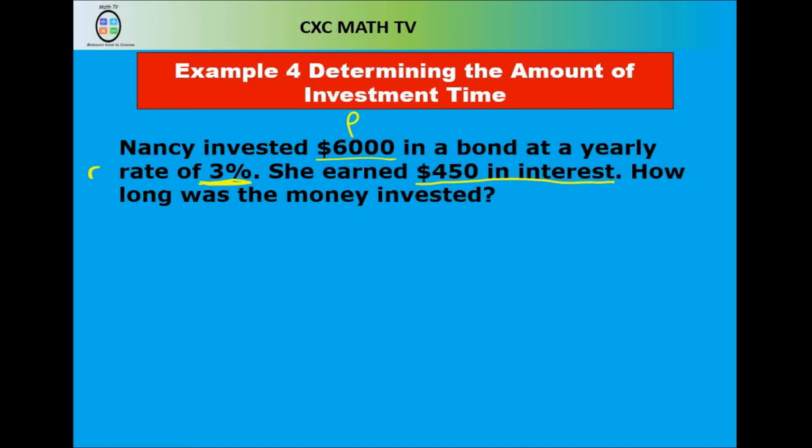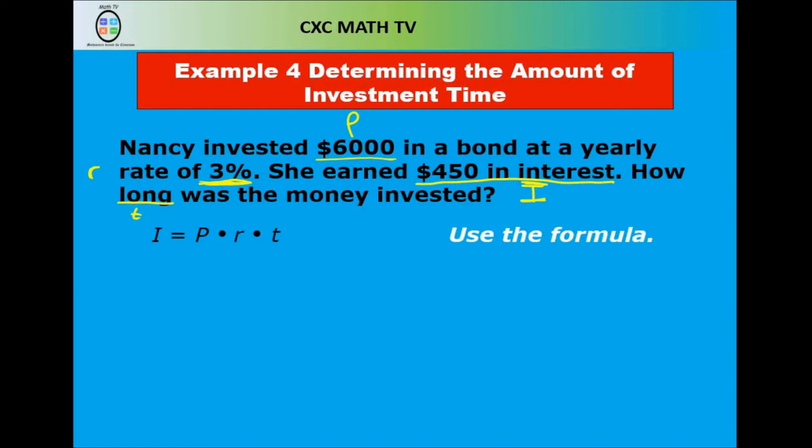Notice this time, what did they do? They're not asking us to find the interest. They gave us the interest. So what are they asking us to find? How long? How long is now what? Time. So since they're asking us how long, what we're going to do now is write down the formula. Interest equals principal times rate times time.